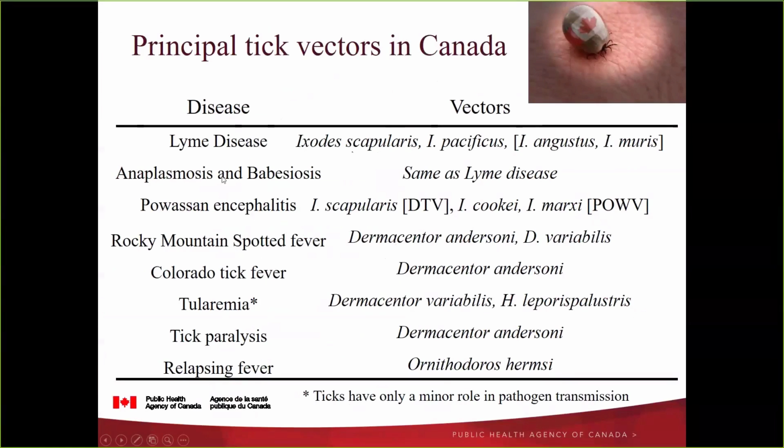So Lyme disease, Anaplasma, Babesia, they're common. But these diseases have other vectors, so you'd like to be able to identify these. There are a few other tick-borne diseases transmitted by Ixodes cookei and Ixodes marxi. So there are only a relatively small number of species that are involved in disease transmission in Canada.